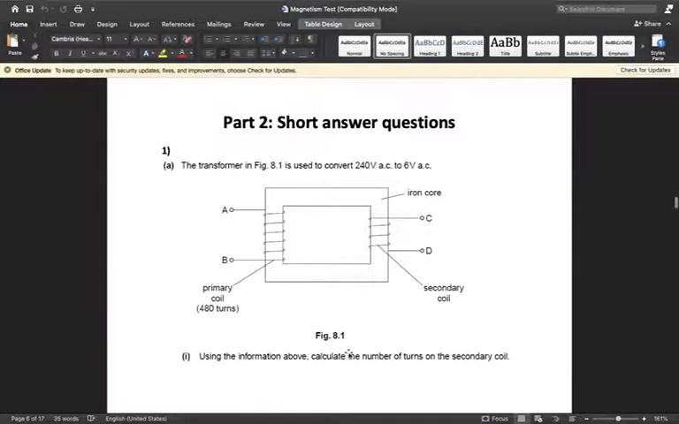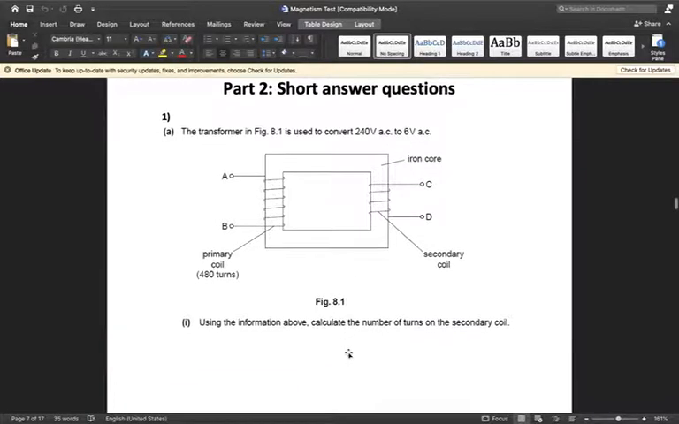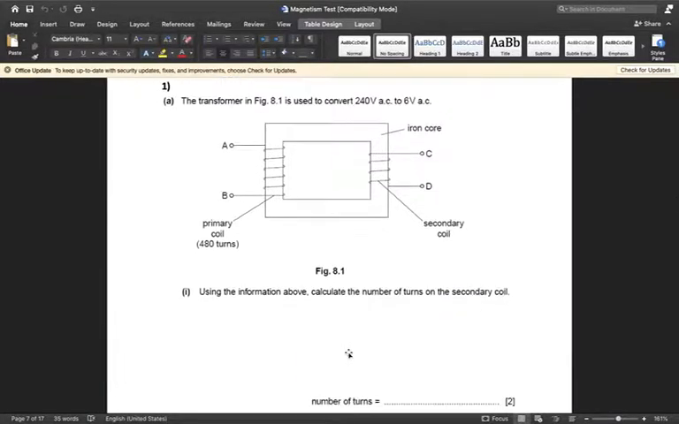Going to the next section, which is the short answer questions. Use the information above to calculate the number of turns on the secondary coil. Start. Please try to have a pen and a paper in front of you. Do the calculations and type in your answer in the chat column. Let's do that.